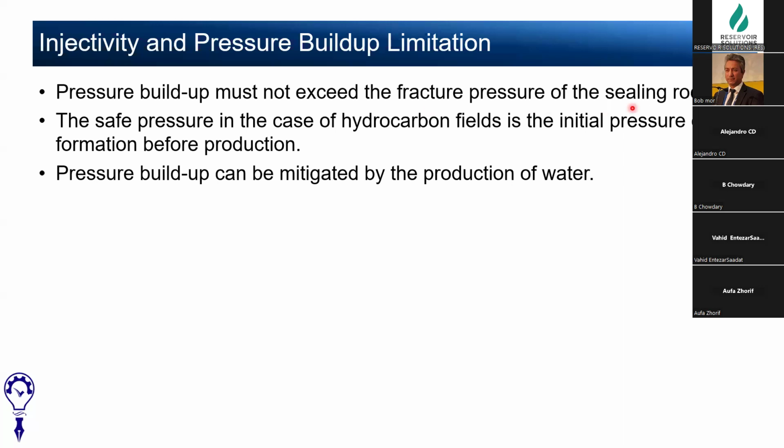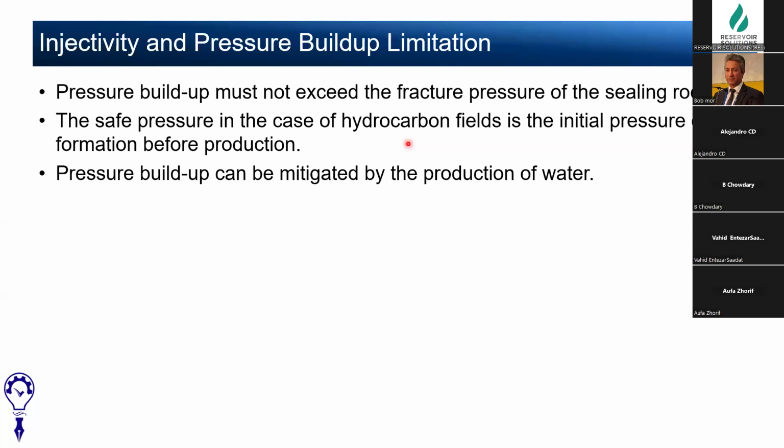The reservoir's initial pressure is the initial pressure of the formation before production. So we can inject until the pressure buildup reaches the initial reservoir pressure. We cannot exceed that. And the third point is that when we are injecting into saline aquifers, mostly closed saline aquifers, we need to have some water producer wells as well to mitigate the pressure buildup. So we need to produce the water from those closed or semi-closed saline aquifers.